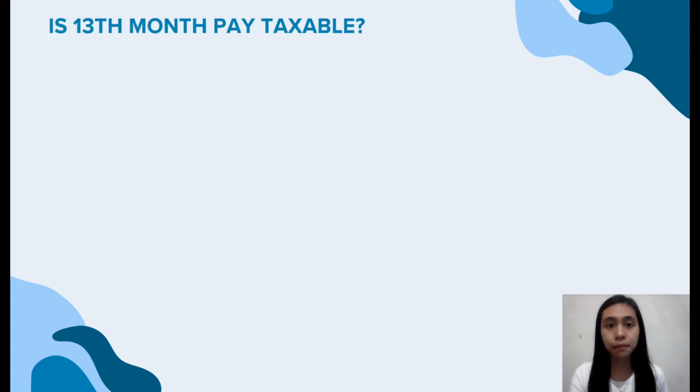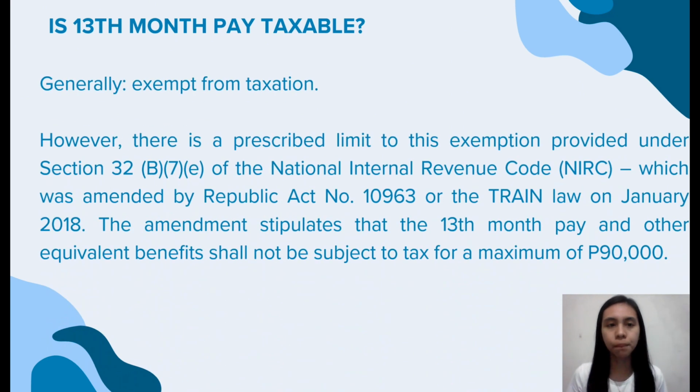So is 13th month pay taxable? Generally, 13th month pay is exempt from taxation. However, there is a prescribed limit to this exemption provided under Section 32(B)(7)(e) of the National Internal Revenue Code, which was amended by Republic Act number 10963 or the TRAIN Law in January 2018. The amendment stipulates that the 13th month pay and other equivalent benefits shall not be subject to tax for a maximum of 90,000. Therefore, anything beyond the maximum exclusion of 90,000 must be included in the computation of the employee's gross income for the applicable taxable year.